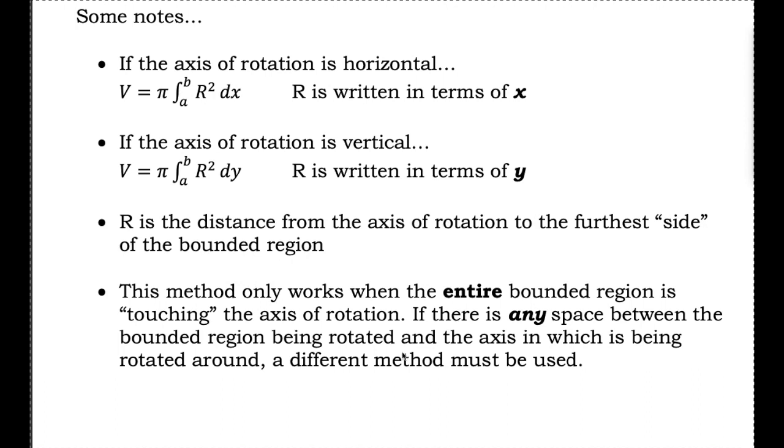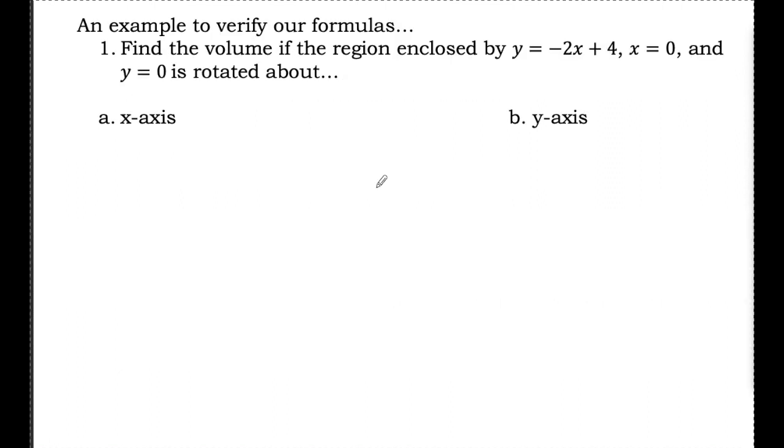Let's look at a few examples. So this first example I'm going to do in two ways, and then I'm going to use a regular volume formula to verify that the integration formula we're using is really doing the trick. The first thing I want to do here is sketch the region that I'm rotating so that I can get an idea of whether or not I'm rotating around a horizontal or vertical axis. Are my bounds going to be x or y values? How do I need to write r? What variable do I need to integrate with respect to? In order to figure all of that out, I'm going to need a picture.